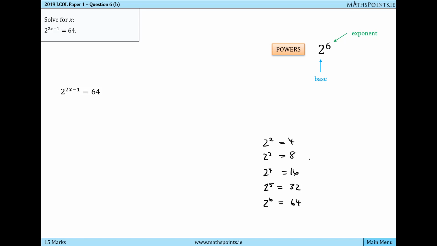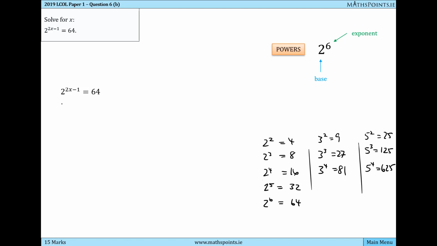It's worth learning a few of these for bases of 2, but it can also be worth learning the first few for 3s and 5s as well. For example, 3 squared is 9, 3 to the power of 3 is 27, 3 to the power of 4 is 81, and so on. For 5s, we have 5 squared is 25, 5 cubed is 125, 5 to the power of 4 is 625. So if we learn a few of them, or at least if we know how to calculate them on the day, we'll be able to turn numbers that are not in power form into power form.